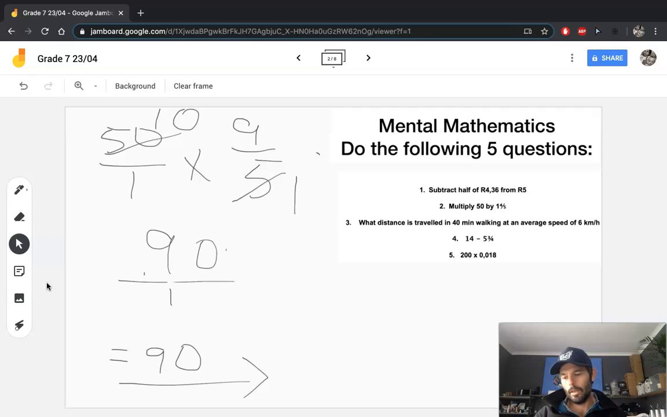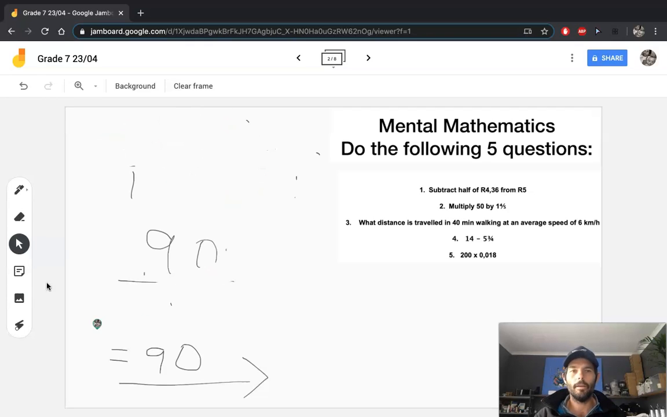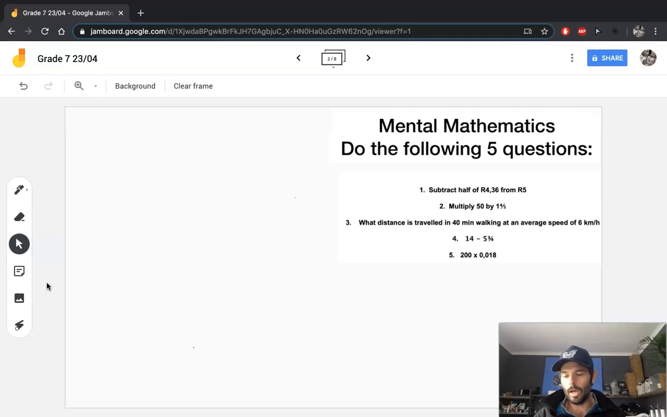Then your third question was how far can I walk in 40 minutes if I'm walking 6 kilometers per hour? For me personally, I like to change the 6 kilometers per hour into 6,000 meters in 60 minutes. Then I'm going to work out how far I can walk in 10 minutes. To get from that 60 to that 10, I divide by 6. So if I divide 6,000 by 6, I'm going to get 1,000.